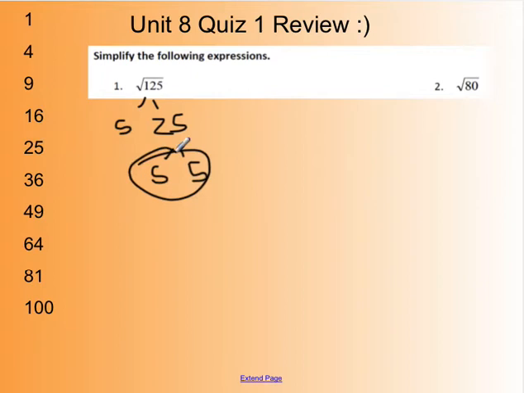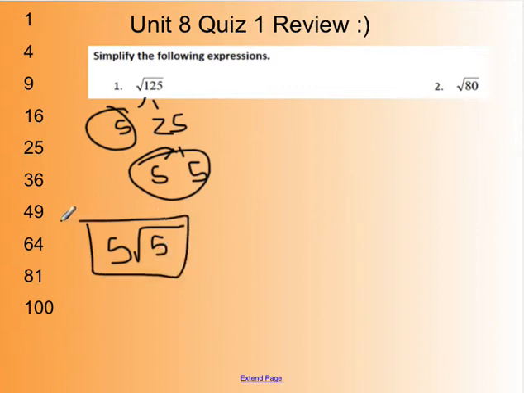So on the outside, I'm just going to write that 5. And then left underneath the radical is going to be what didn't have a pair, and that was that 5. So my final answer for number 1 is 5 square root of 5.